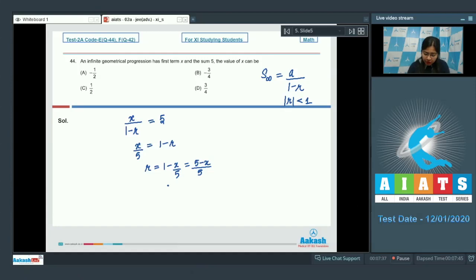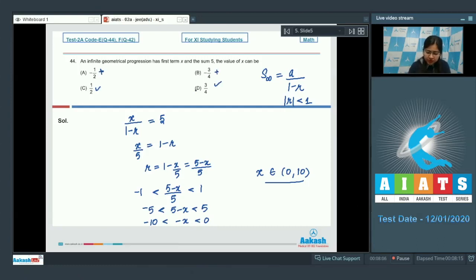So this is r. Now we know that 5 minus x upon 5 should go from minus 1 to 1. That is minus 5 is less than 5 minus x is less than 5. So minus x is greater than minus 10 and less than 0. That is x will belong from 0 to 10. So the value of x can be, this is not possible, not possible, possible, possible. So correct answer is C and D.